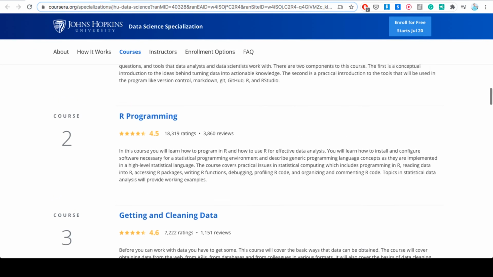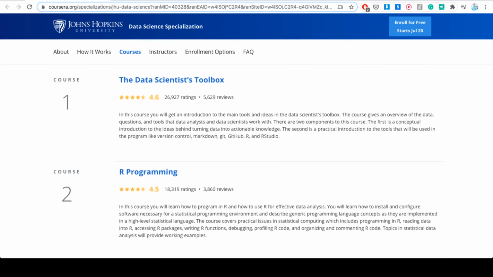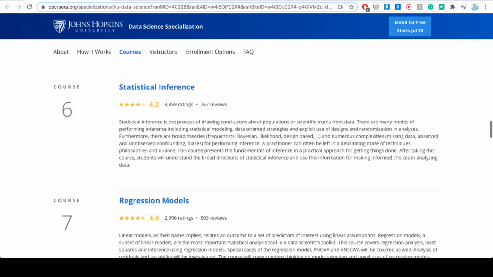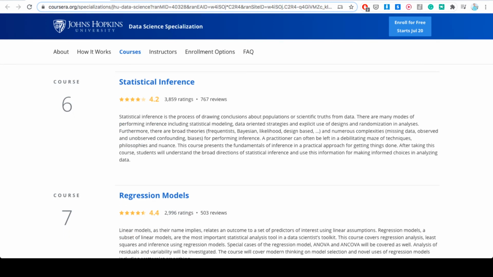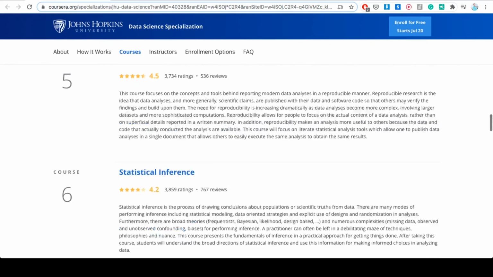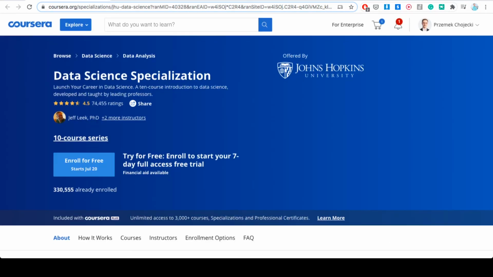Lastly, I should mention that each of these courses lasts 4 weeks. So in total, you have 40 weeks if you were to do them one by one. Of course, you can do them much quicker if you want. So this is like 1 year of learning when it comes to R. This is what I wanted to mention. As I said, this is the most popular course in R right now.